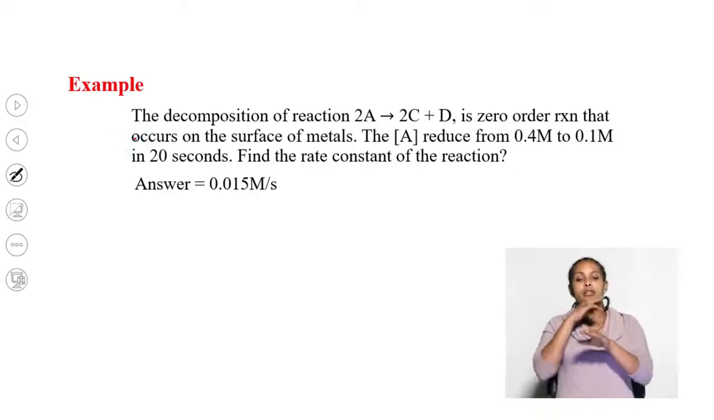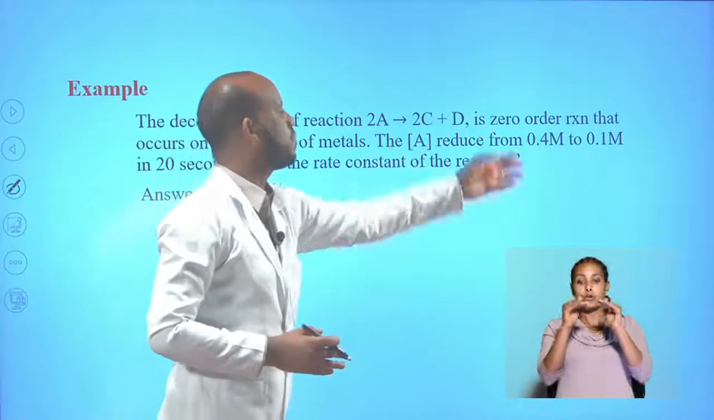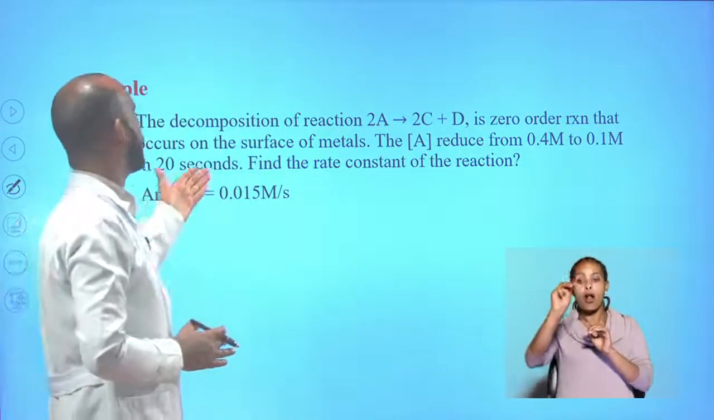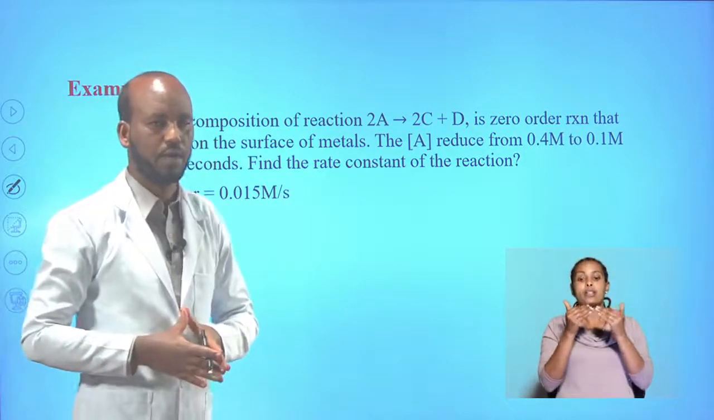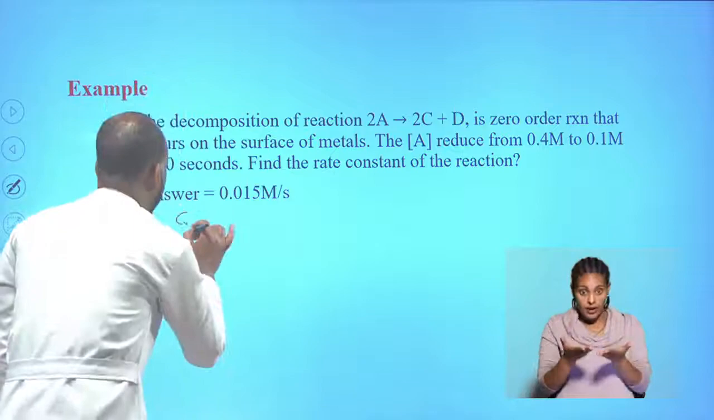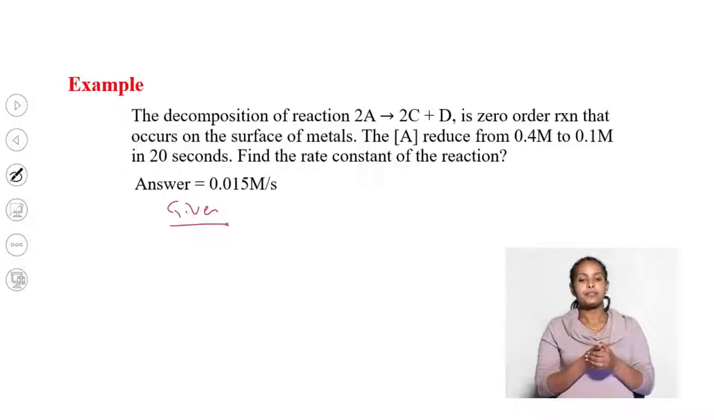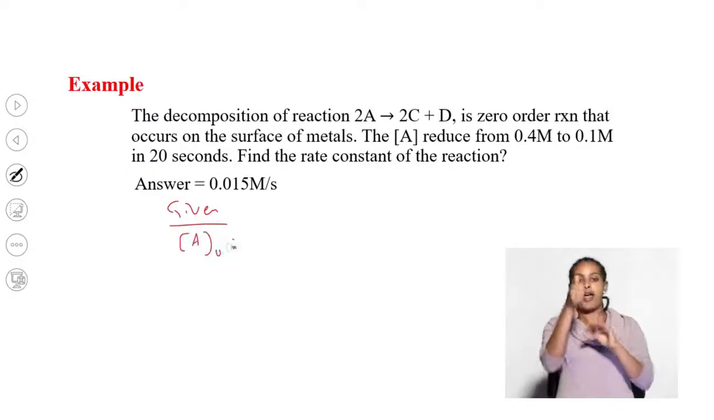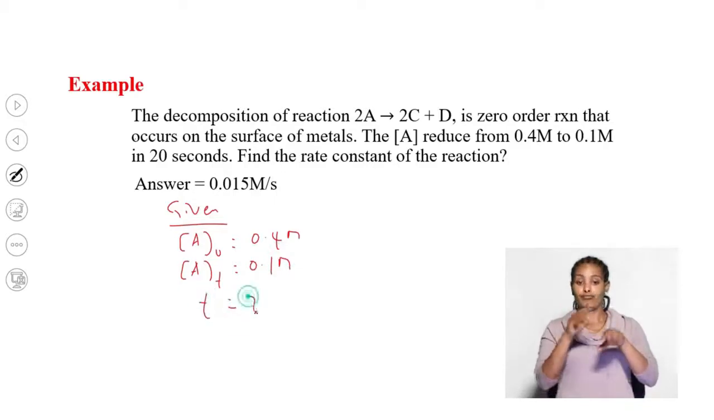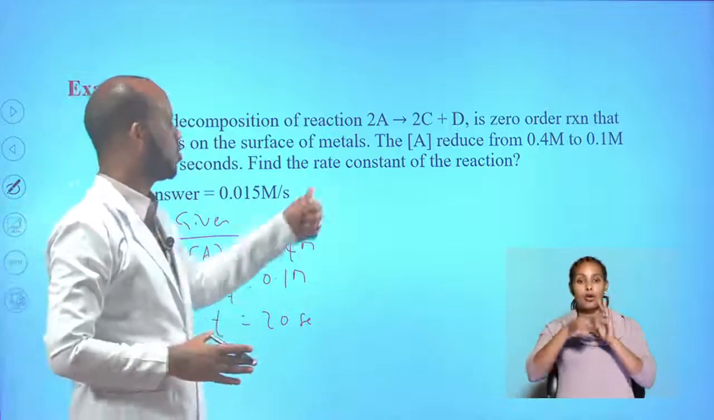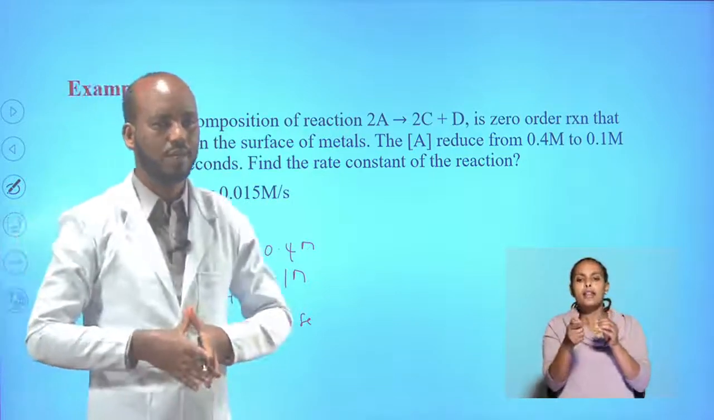For example, the decomposition of a reaction 2A to 2C plus D is a zero order reaction that occurs on the surface of metals. The concentration of A reduced from 0.4 molar to 0.1 molar in 20 seconds. Find the rate constant of this reaction. What is given? Initial concentration A naught equals 0.4 molar. Concentration of A at time t is 0.1 molar. Time t is 20 seconds. You are asked to calculate the rate constant k.